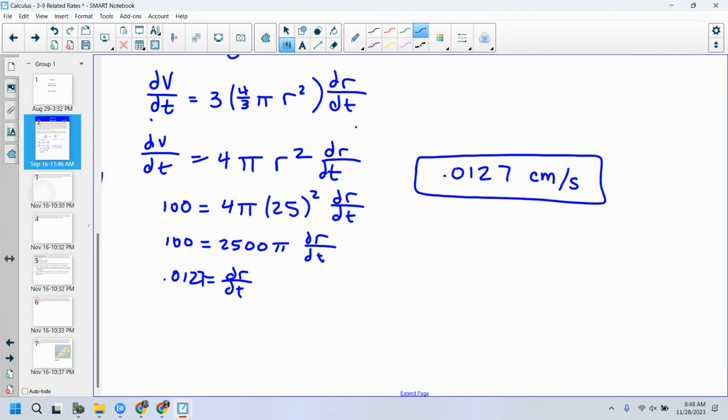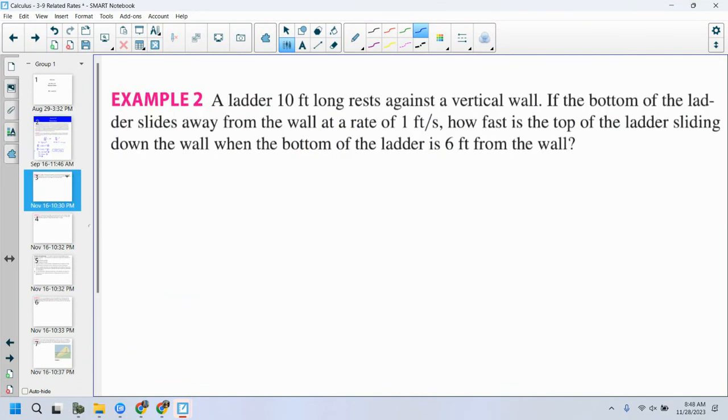Let's do that again. All of these problems are unique in their own way, right? That's what's difficult about these related rates problems, is that each of them is kind of its own thing. They all work in a slightly different way.